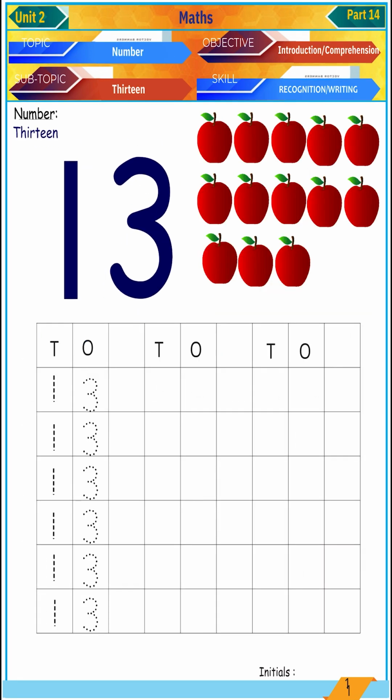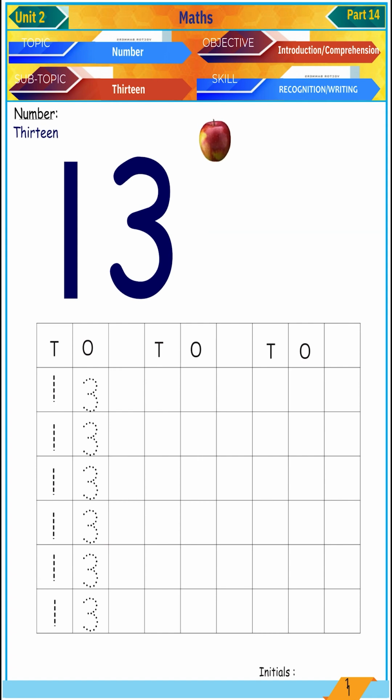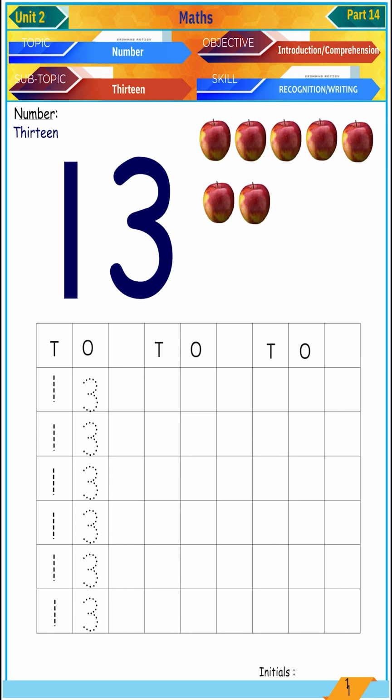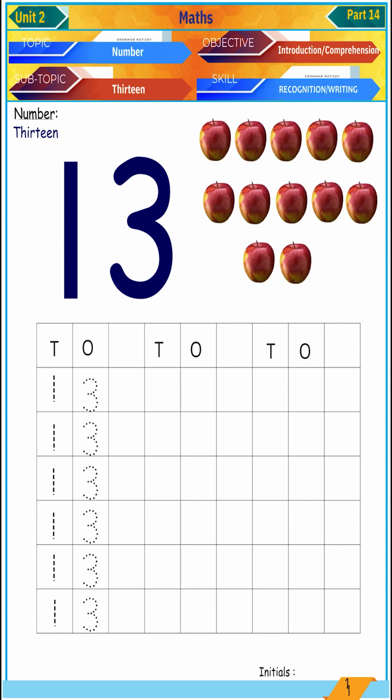Number 13. 1, 2, 3, 4, 5, 6, 7, 8, 9, 10, 11, 12, 13.